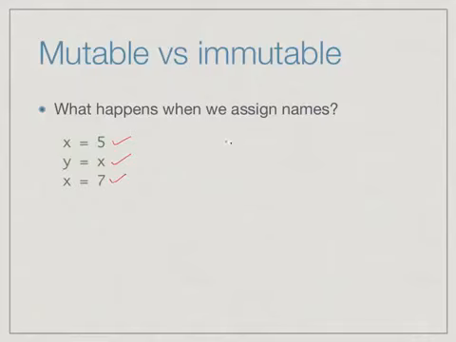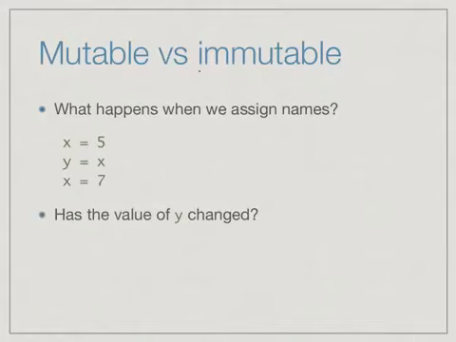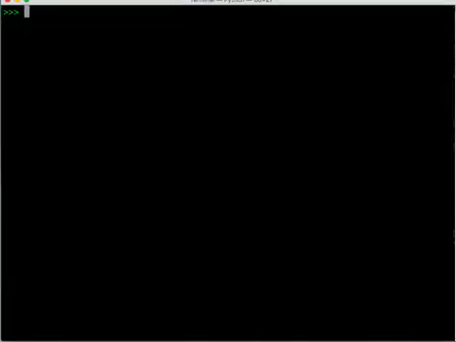Right? So we started with x being 5. Then we said y is also 5 because y is the value of x. And now we changed x to 7. So the question we would like to ask is, has the value of y changed? So let us do this and see what happens to y. Right? So let's start with x equal to 5, y equal to x. So if we ask for the value of y at this point, it is 5 as we expect. Now we change x to 7. The question is y 5 or y 7?